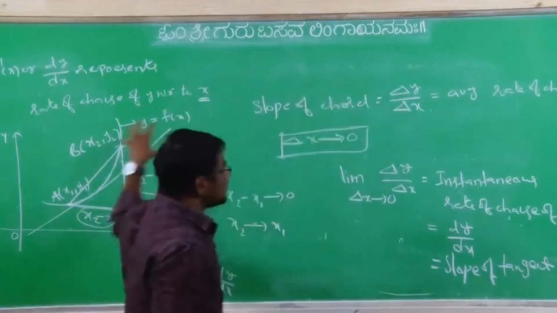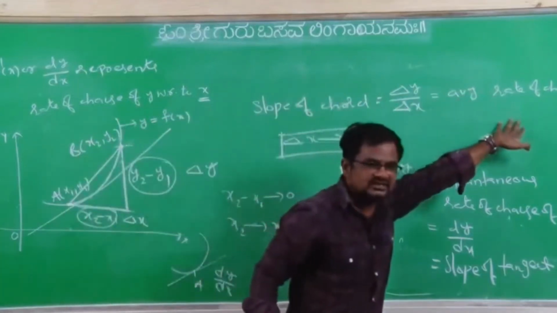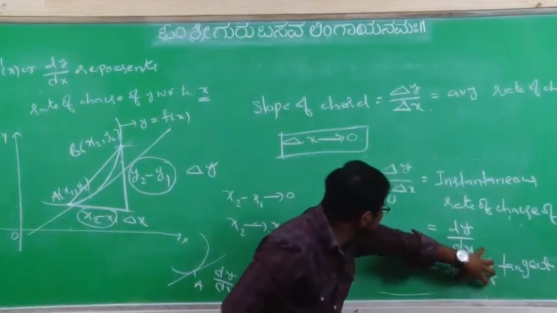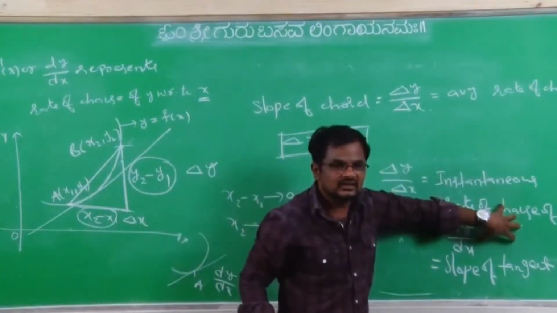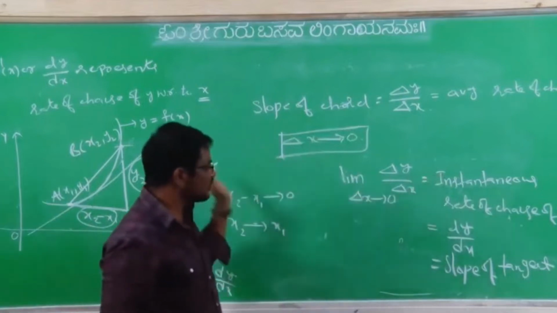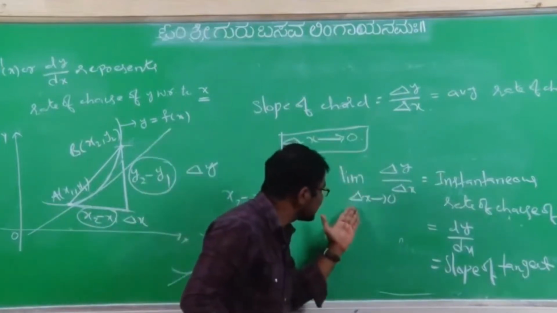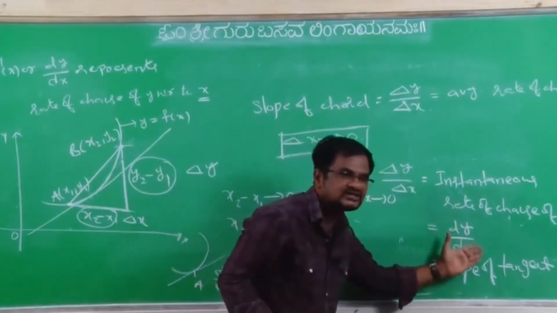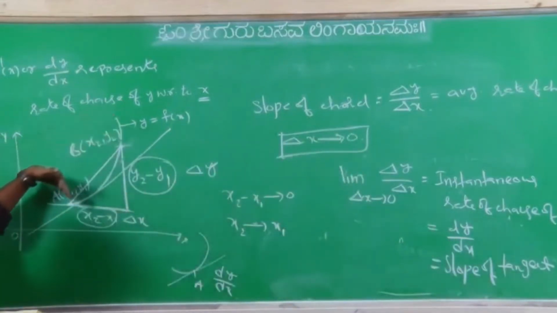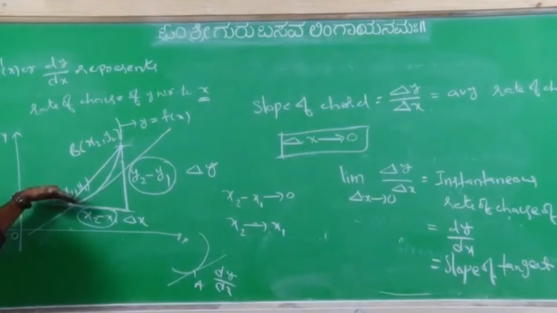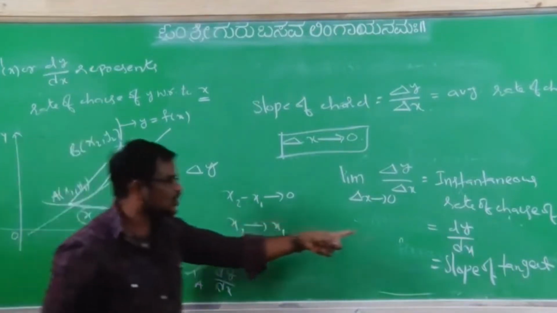In this one, what you are observing: the slope of the curve is the average rate, and the slope of the tangent is the instantaneous rate. Understood? So this is the reason behind why you take the limit delta x tends to 0 of delta y by delta x. Whenever delta x tends to 0, this B approaches A, so here you will get a unit tangent. So the slope of the tangent is denoted by dy by dx.